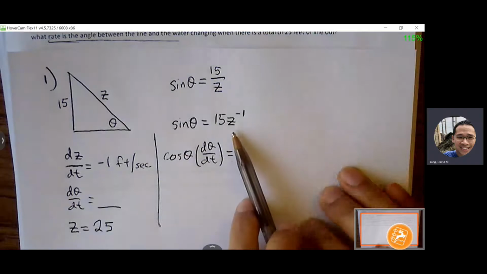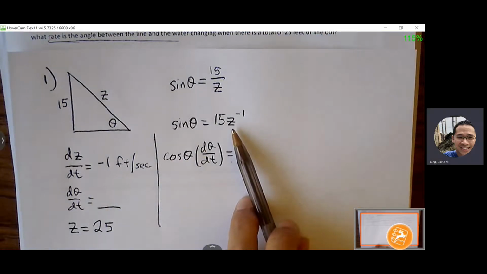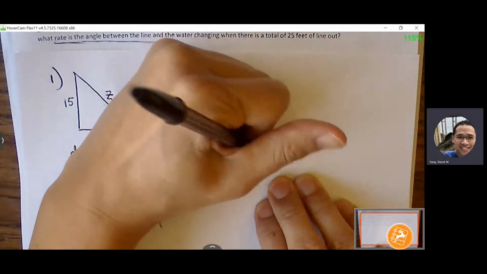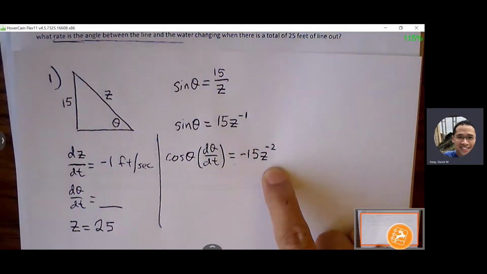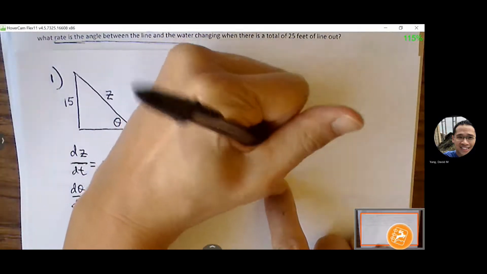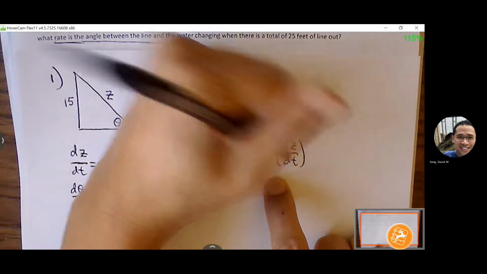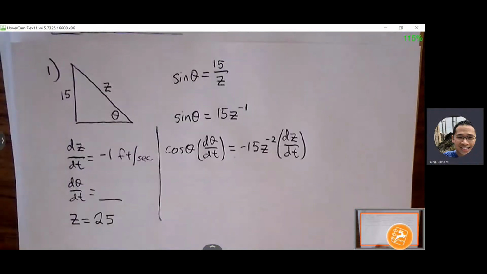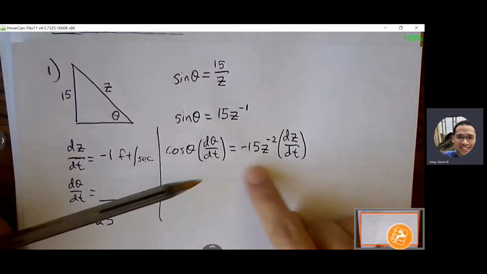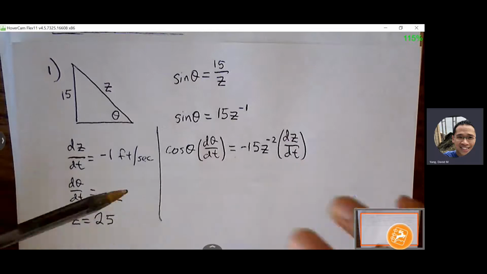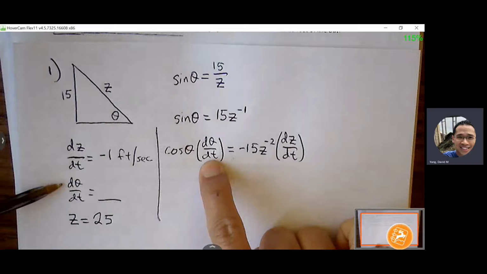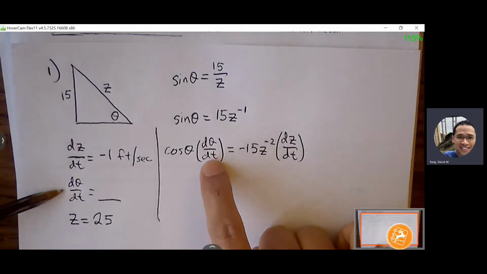All right, right side, power rule. To the -2 multiplied by dz dt. Okay. Now, if we look, this is the only calculus in the problem here. Now we're just trying to figure out how to substitute all these values. d theta dt, that's our goal. That's what we're looking for.